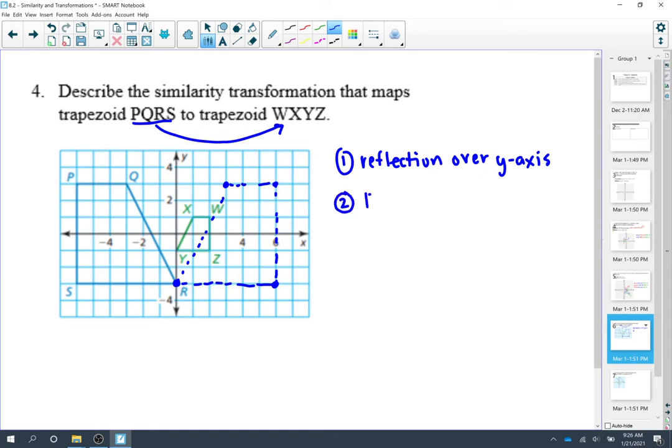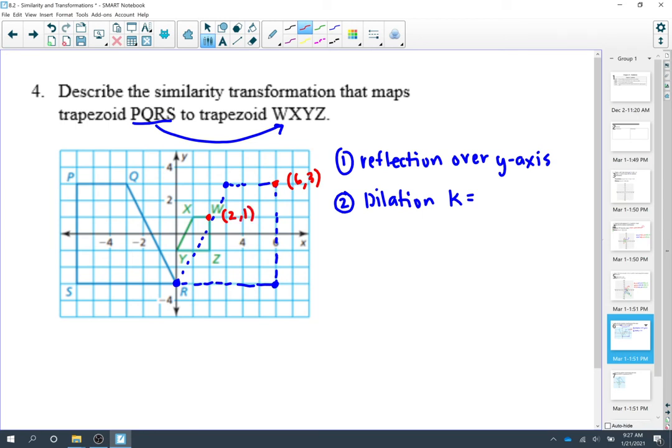So that means I need a dilation with a scale factor of something. And I know it has to get smaller, so my scale factor has to be less than 1. If I look at one point, I'm going to do W and my P prime. And right now my P prime is at 6, 3. And I have to get that point to come down here to W, which is at 2, 1.